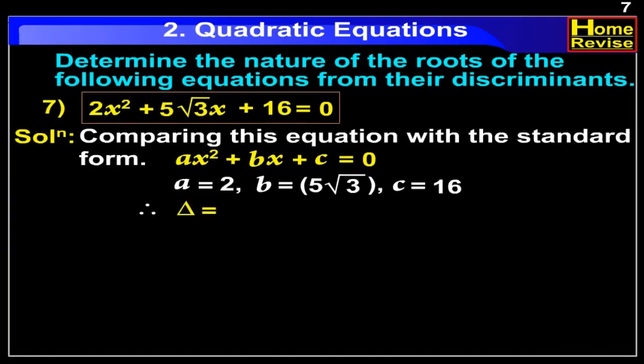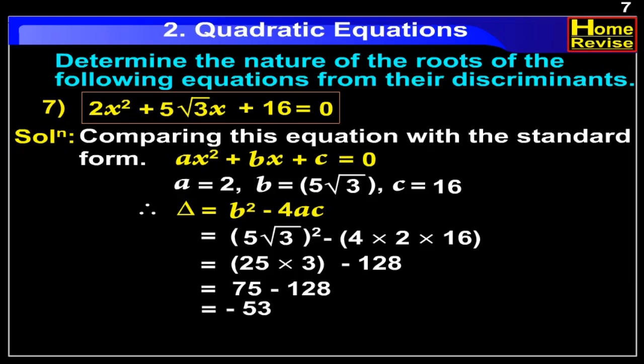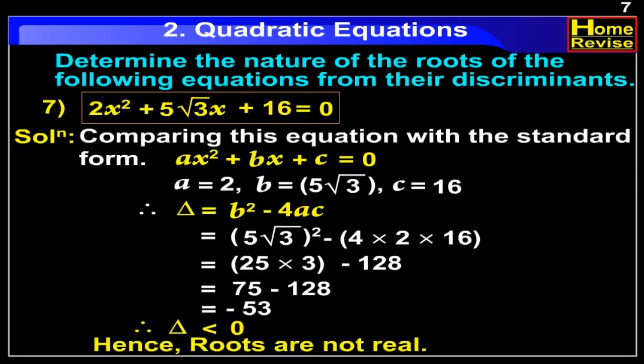Therefore, delta is equal to b² minus 4ac is equal to (5 root 3) whole square minus 4 into 2 into 16 is equal to 75 minus 128, which is equal to minus 53. Therefore, delta is less than 0. Hence, roots are not real.